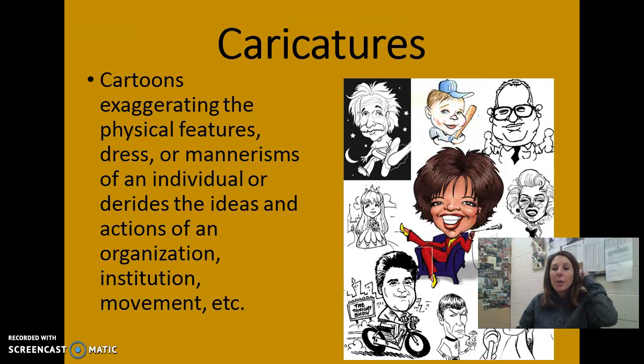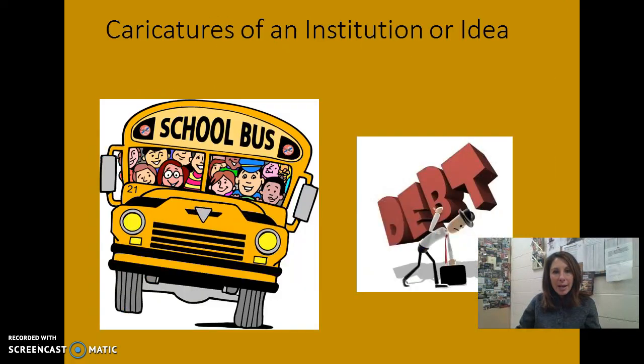satires. So here are examples of caricatures, which I'm sure you've seen before. And you can also do caricatures of institutions or ideas, like this man carrying the debt on his shoulders and how school buses are packed with really happy children, of course.